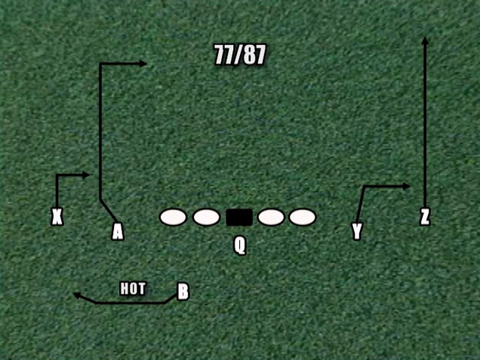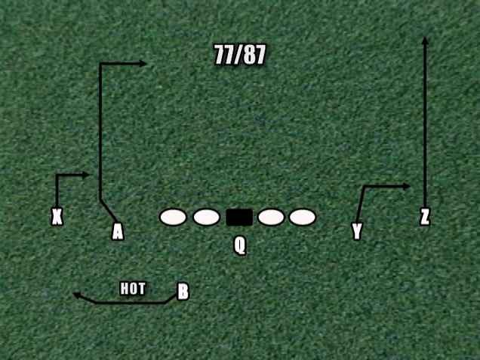The X is going to take 3 steps up. He's going to come underneath, parallel to the line of scrimmage, under control. We don't want him to run full speed. We want him to be under control where he can catch the football and get north and south as quickly as possible. Our A receiver is going to force an outside release.